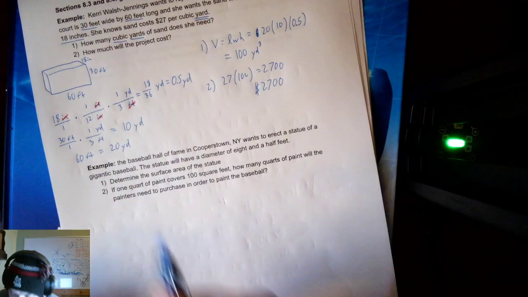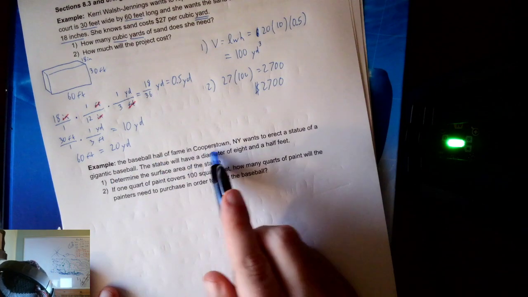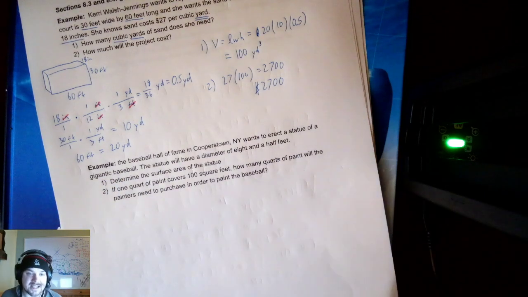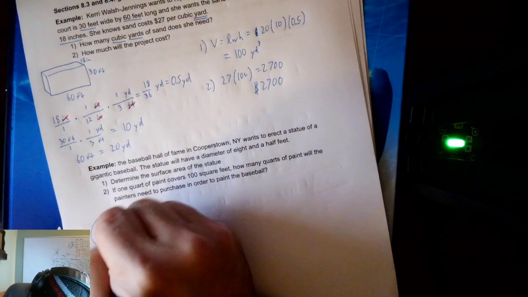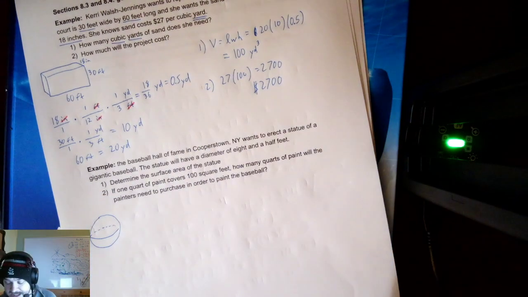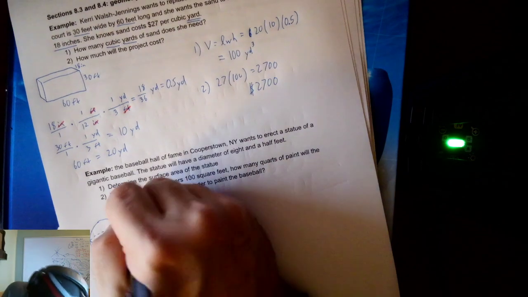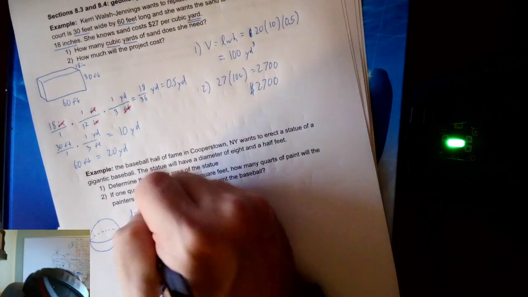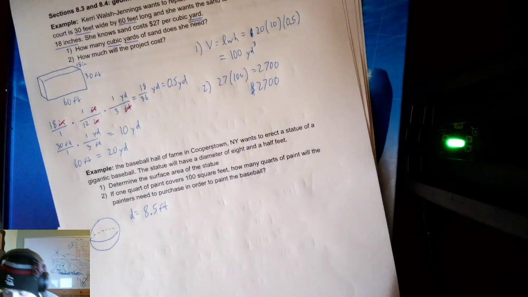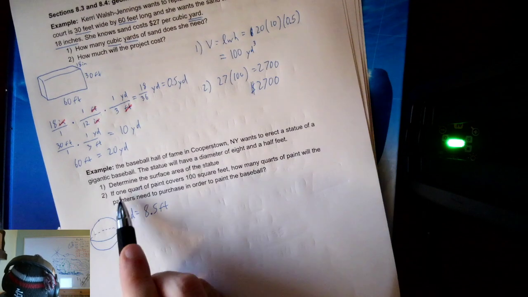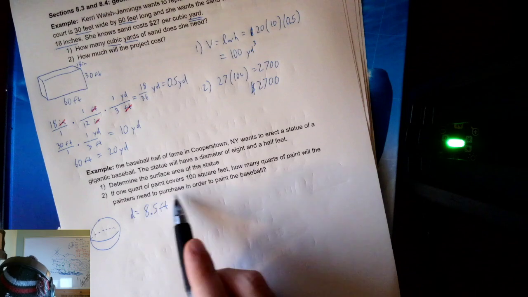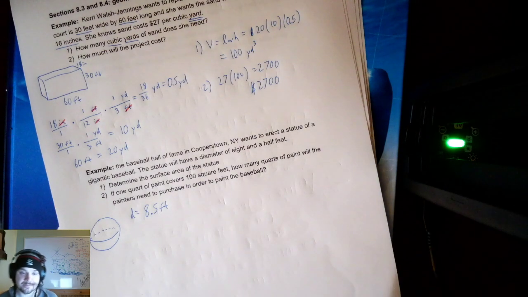Now, the Baseball Hall of Fame in Cooperstown, New York, wants to erect a statue of a gigantic baseball. They're trying to build a big baseball. What shape's a baseball? I'm going to draw right away. It's a sphere, right? It's a gigantic baseball. The statue will have a diameter of 8.5 feet. Determine the surface area of the statue. And then, if 1 quart of paint covers 100 square feet, how many quarts of paint will the painters need to purchase in order to paint the baseball?